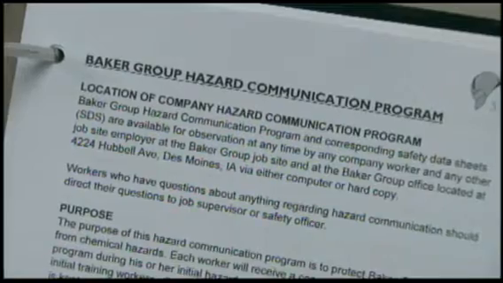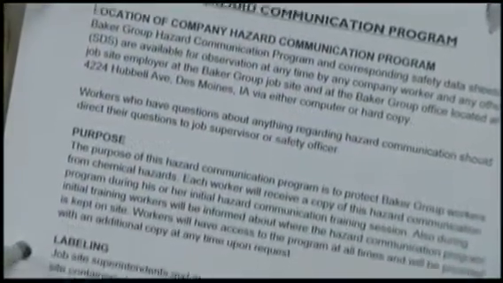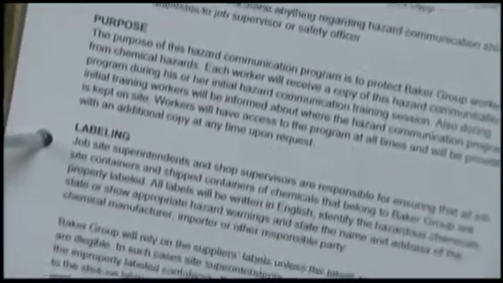Fortunately, we have some rights that help us protect ourselves from chemical hazards. OSHA's Hazard Communication Standard gives us the right to know about the chemical substances we could be exposed to in the workplace and how to protect ourselves from those hazards. The standard requires each company to develop and implement a hazard communication program.